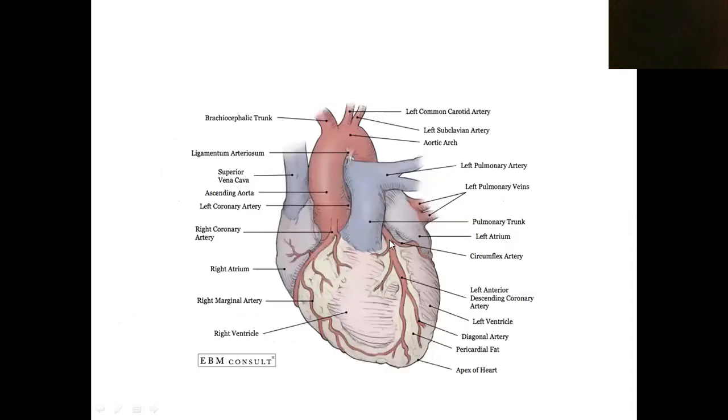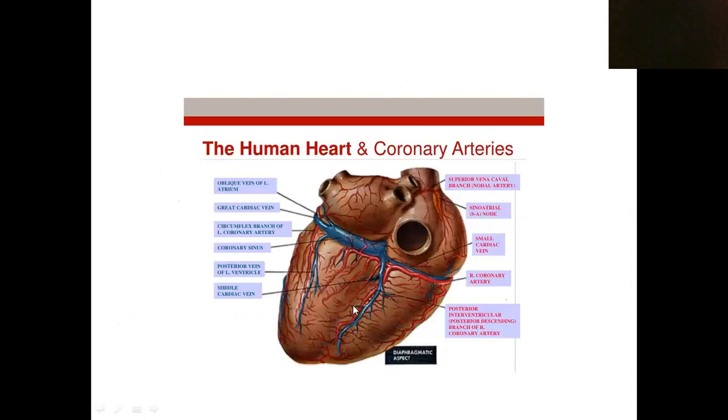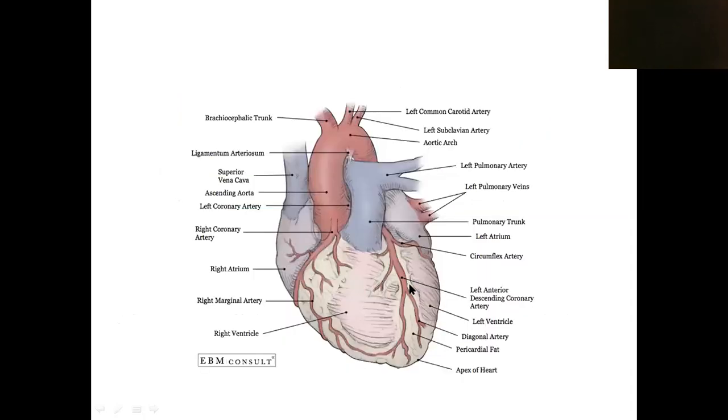See, after reaching this area, here it gives a branch, one major branch, where it lies between these two ventricles, in that groove. That groove is known as interventricular sulcus. Which part? This is the anterior part. The posterior part is the posterior interventricular sulcus. So this one is an anterior interventricular sulcus. So this artery which lies in this anterior interventricular sulcus is known as anterior interventricular artery.